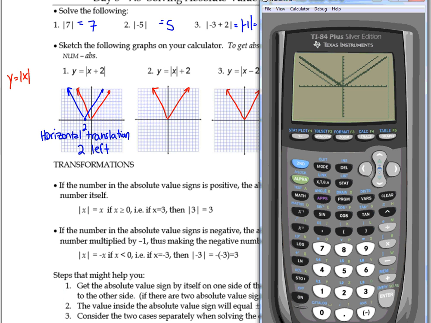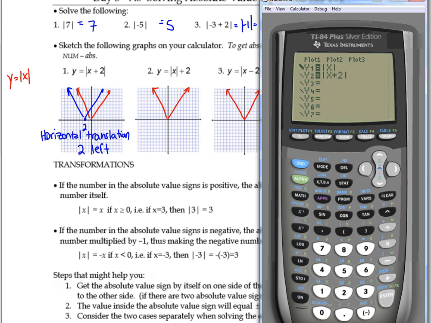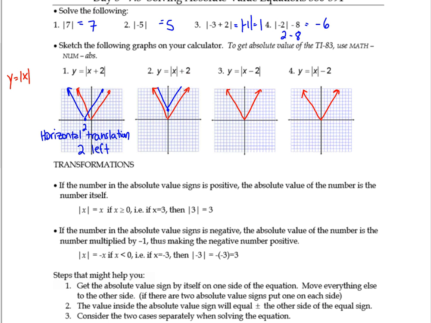Now notice this very next one we're going to do. The plus 2 is no longer inside the absolute value. It's not with the x. It's outside. We think of it as with the y. And what happened? It went up 2. So was it a vertical or horizontal translation? Vertical translation or shift. To what direction? Up. Very interesting. When it was with the x, the plus 2, we moved left. But with y, plus 2, up.